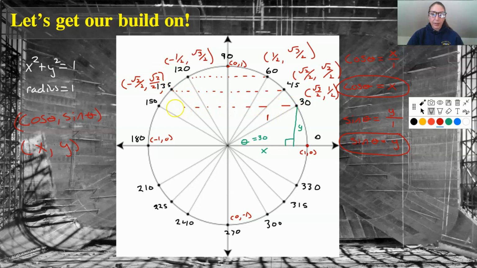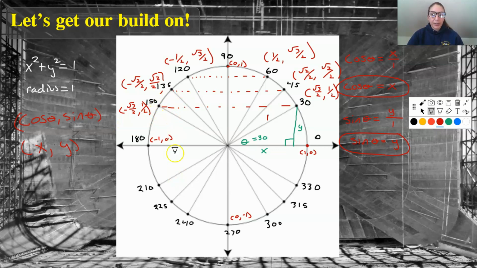Okay, these two are also reflections. So again, my cosine is the same. It's just a different sign. So now I have negative root 3 over 2, but sine is still positive. And then we just repeat this process all the way down, right?